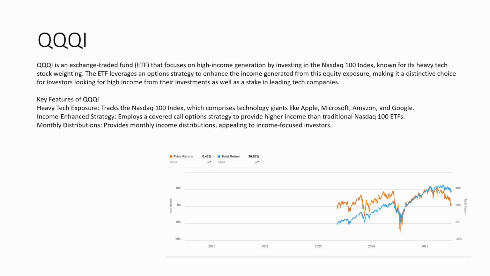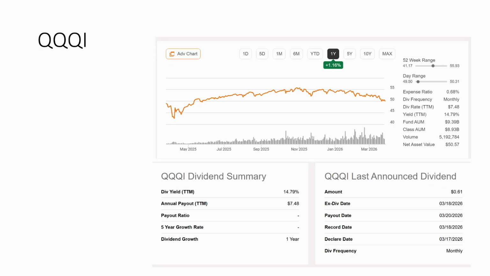36.86% total return, and price return is at 0.43%. Now, like I say, at this moment in time, there has been a major sell-off in tech, so of course the price return will be lower, but once again, it was following in the right direction. As you can see here, it does a monthly dividend. It has a 14.79% dividend rate, at $7.48. That's how much you'll get per share per year. As you can see, in a year, performance is actually up by 1.16%.